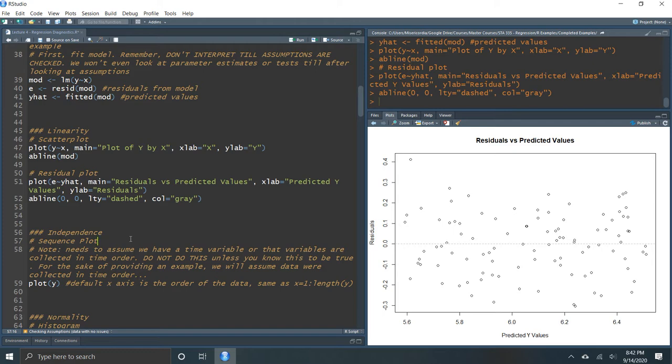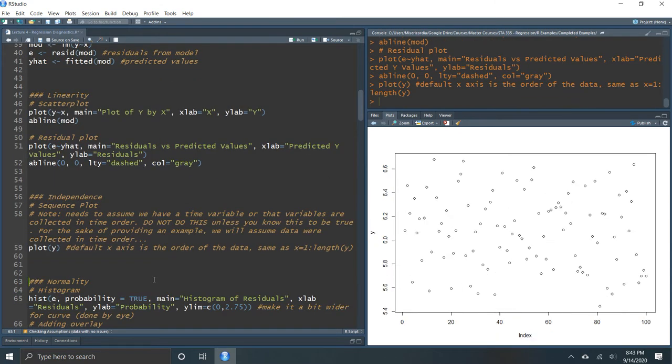However, what we could do if we had a data set that was in time order is we could plot the y values in time order in that sequence plot that we discussed. Now I'm doing this to demonstrate, but again, you should not do this unless you know for certain that your data were given in time order.